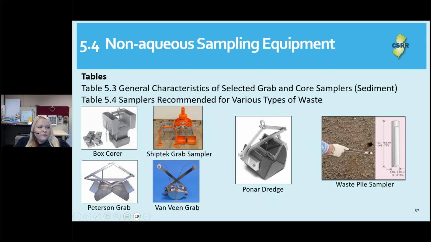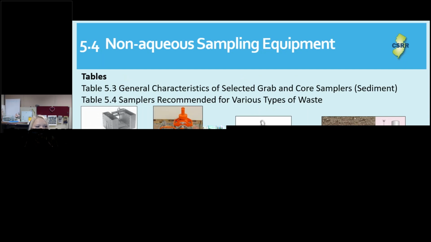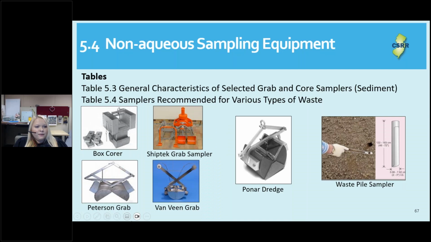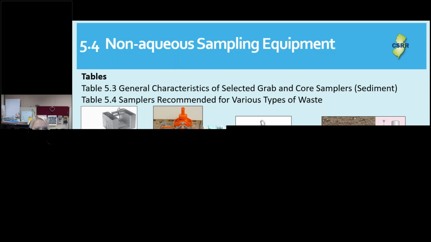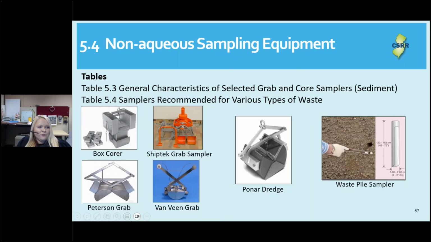Next slide, please. Of note, there are 2 tables in this section. Table 5.3 can be helpful in choosing a sampler type for sediment samples, and table 5.4 lists samplers recommended for various types of waste. This lists the types of waste and limitations of each sampling device. These figures are examples of sediment samplers used to grab a sample, and there is also a picture of a waste pile sampler, which is one type of sampler for solid waste.